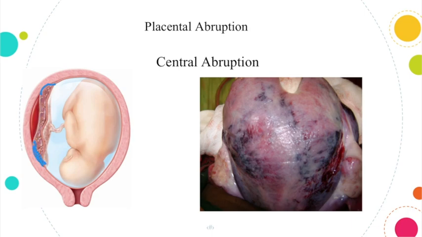So this is why you're going to show fetal compromise on the monitor, because half your placenta is not being perfused. What's happening is that the inside of the placenta, the center, hence the central abruption, is being lifted up and blood is pooling inside the center of the placenta. But because the sides are still attached to the uterus, there's no place for the blood to come out. So what happens is the blood gets soaked up into the muscle.